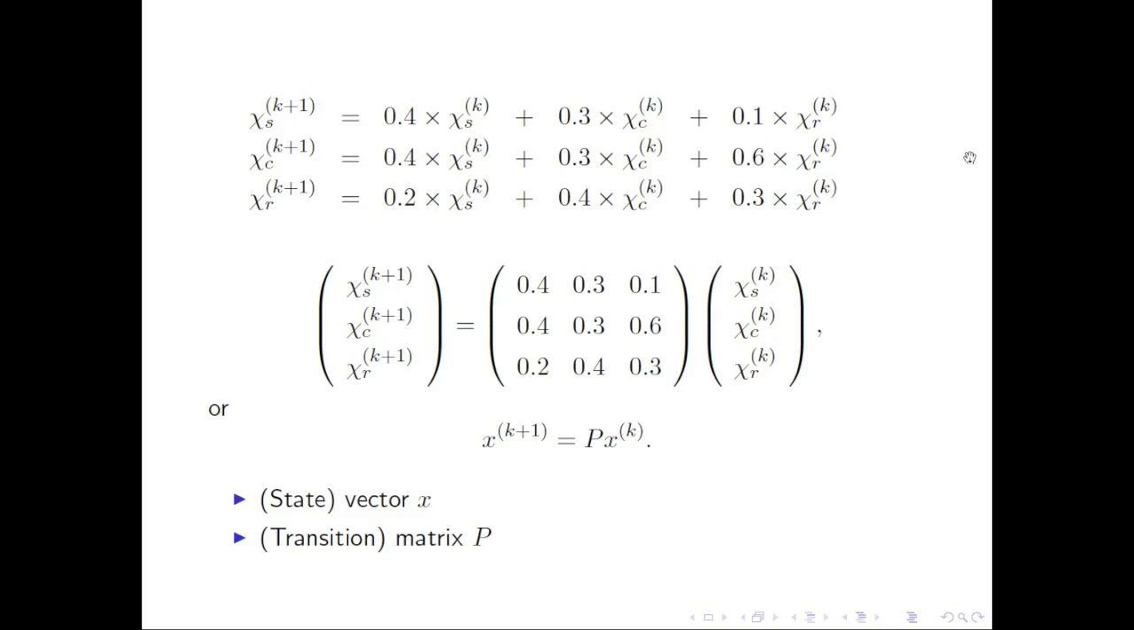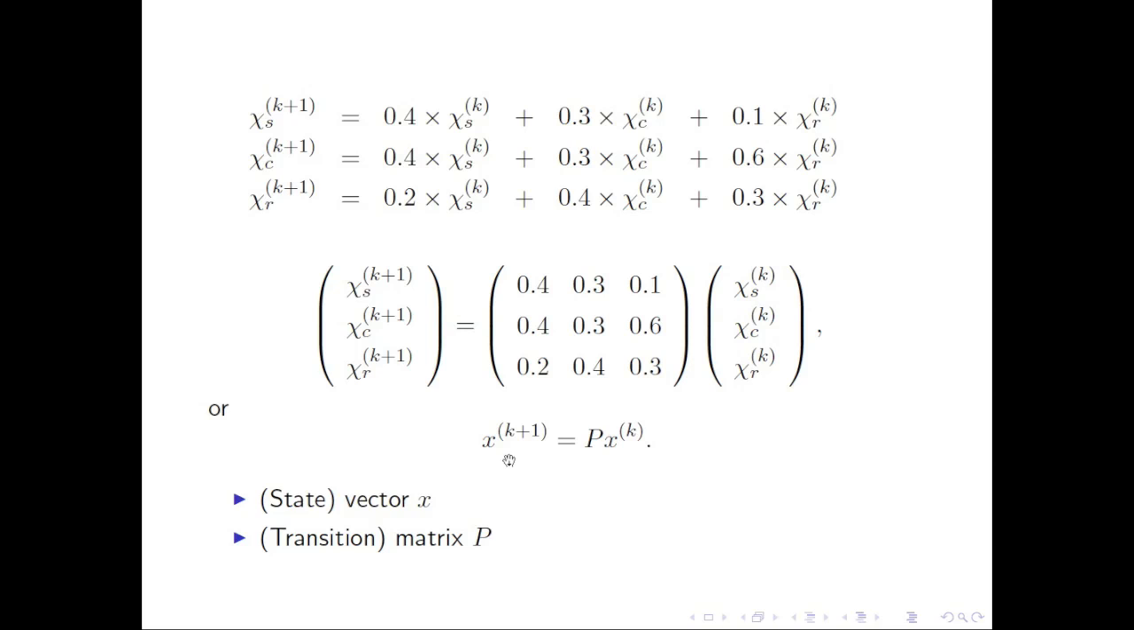So here we repeat the set of linear equations, and what we notice is, since we now know how to do a matrix vector multiply, we can set this up as a matrix times the vector for day k, telling us what the vector will be for day k plus 1. Okay? So now we have set it up as a matrix vector multiply.